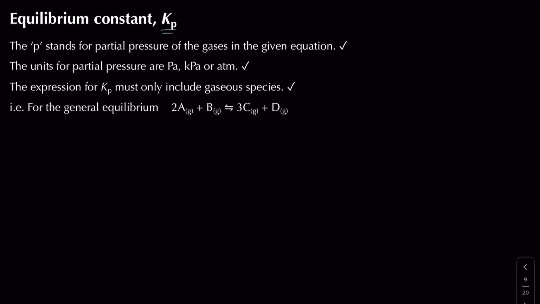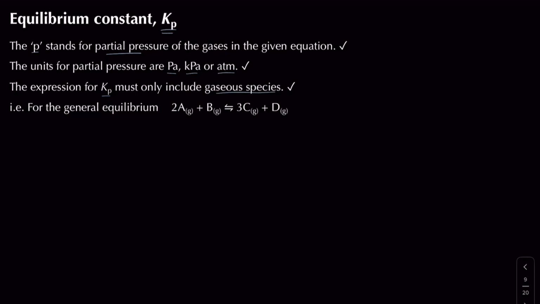The reason why we use pressures instead, and hence Kp instead, when we deal with gases is because it's easier to measure the pressure of a gas compared to the concentration. P is going to stand for partial pressure in our equation, and of course our units could be pascals, kilopascals, atmospheres, anything really that's used to measure the pressure of a gas. In terms of Kp, we only include the gaseous species, so anything that's a solid, liquid or aqueous, we just get rid of.